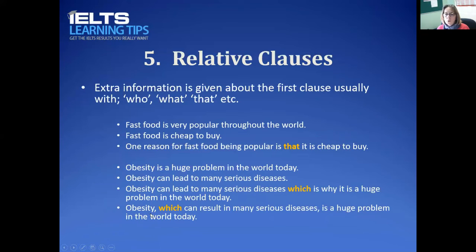Or you could do it this way. Obesity, which can result in many serious diseases, notice the commas there, is a huge problem in the world today. So again, experiment with these types of sentences, get one that you feel comfortable using and that you know you can use every time without a mistake, and then introduce that into your writing.